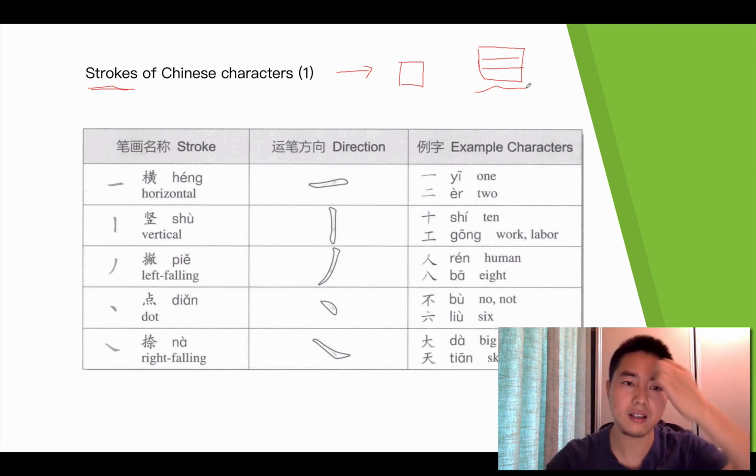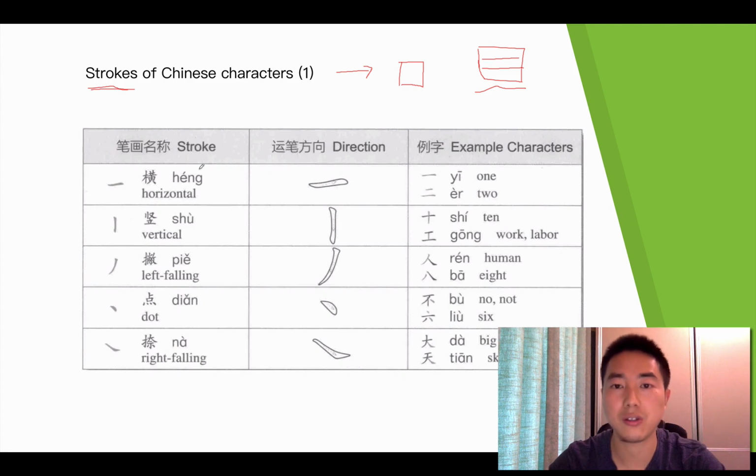So firstly, let's take a look at the strokes we're going to learn today. There are 5 strokes. The first one is the horizontal. It's called 横, heng in Chinese. How to write this 横? You write from the left to the right. The direction should be from left to the right. So it's like this. This is how we write 横.